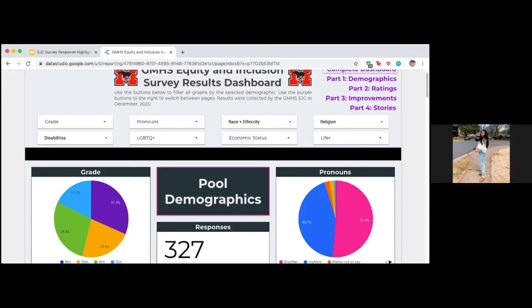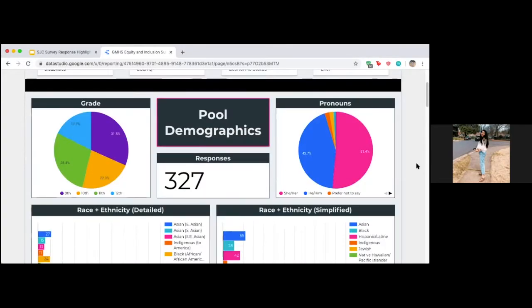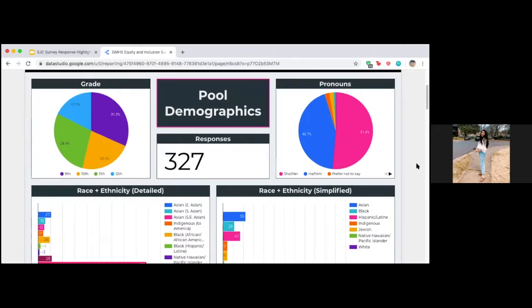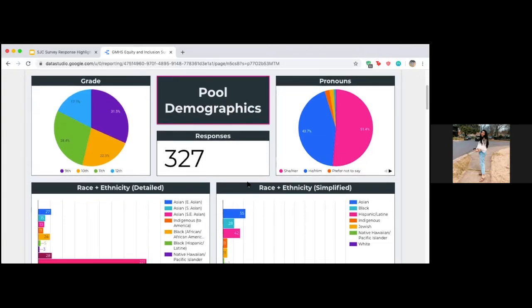To go over a bit of a summary, as you can see here on the front page, there are 327 responses. That is a sizable portion of the student body. Some other key things to note is that the largest proportion of students represented is from the freshman class. About 31.5% of respondents were from the freshman class, and only 17.7% were from the 12th grade class. So just some things to note as you're looking at this data.